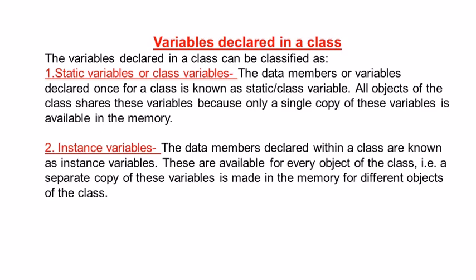The data members declared within a class are known as instance variables. These are available for every object of the class. That is, a separate copy of these variables is made in the memory for different objects of the class.